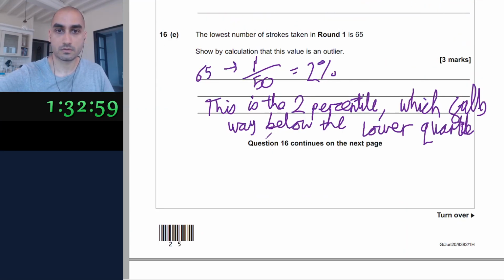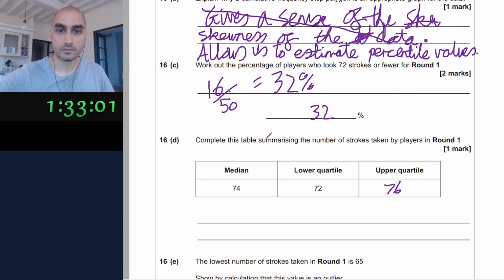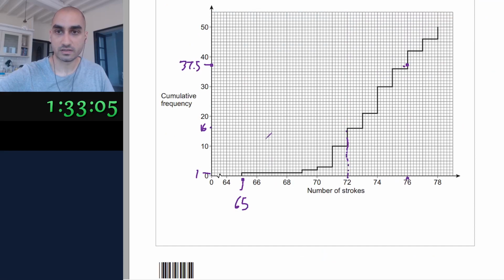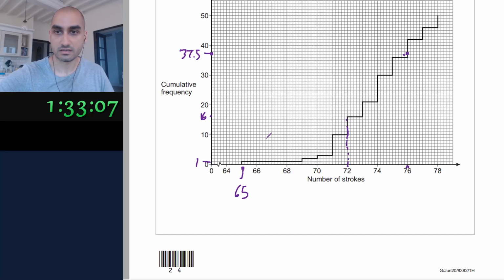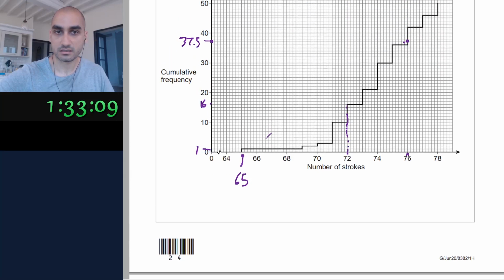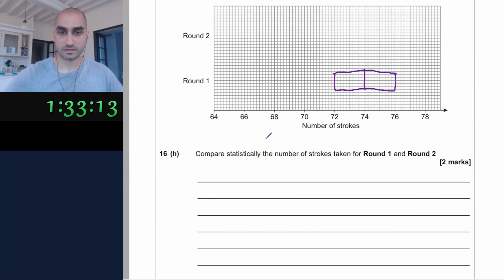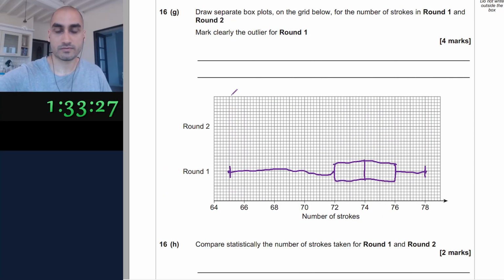So the lowest value was 65. The highest value is 78. All right. Round 2.